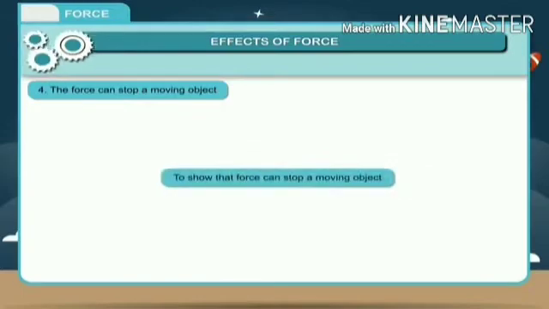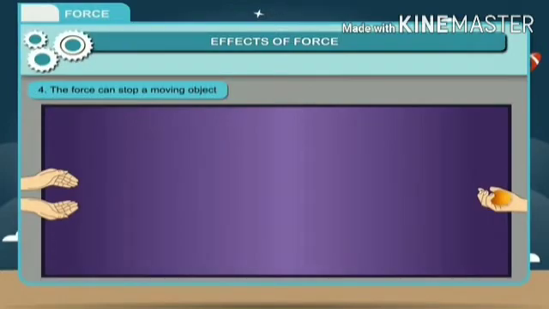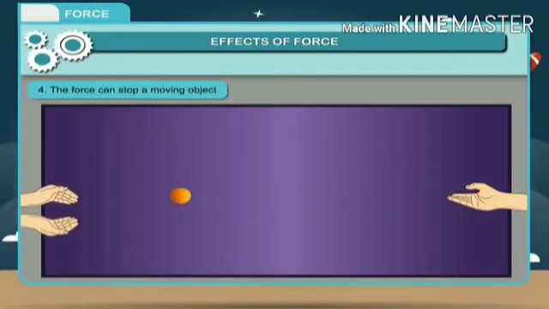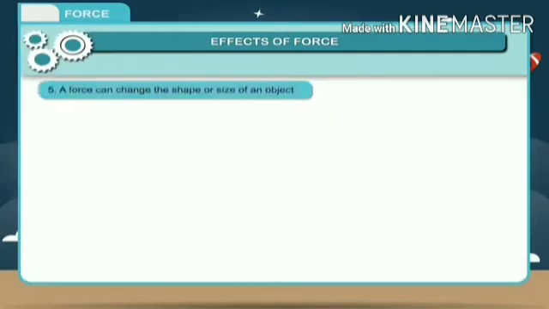Activity. To show that force can stop a moving object, take a table tennis ball and roll it on the tabletop. Ask your friend to stand on the other side to catch it. When your friend catches the ball, the motion of the ball stops. Hence, force can stop a moving object.